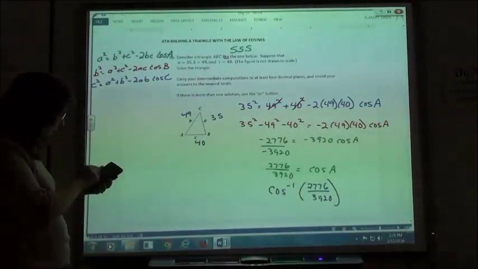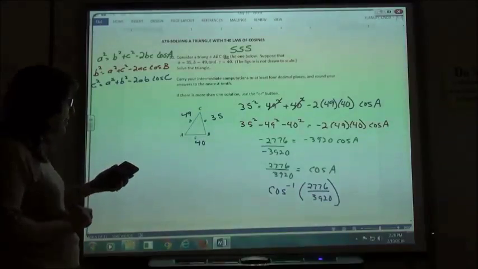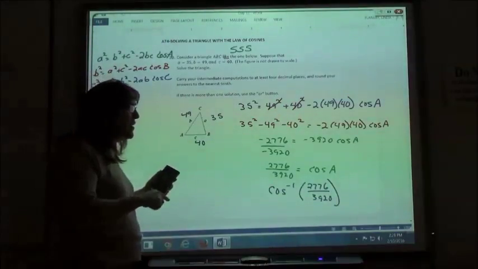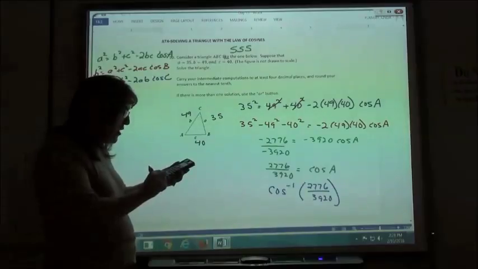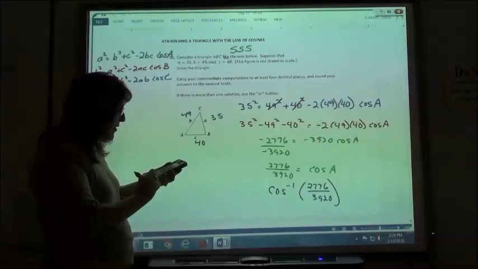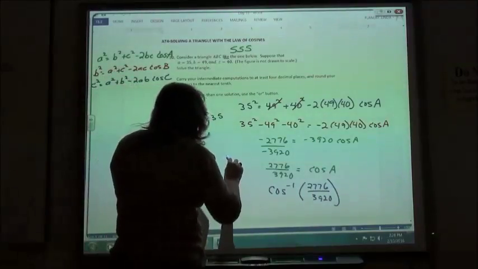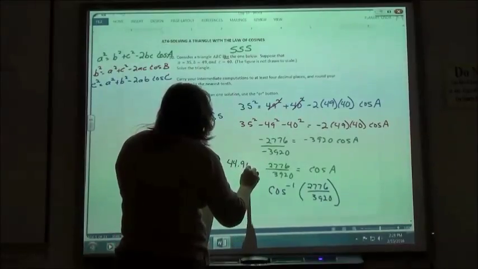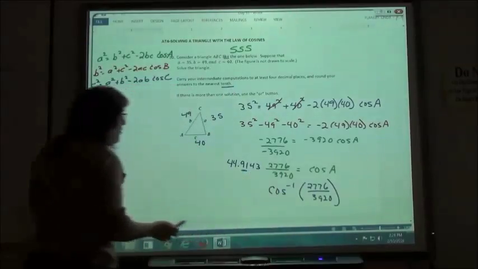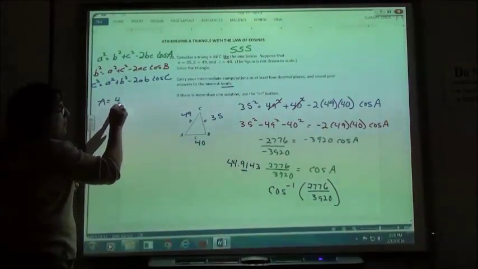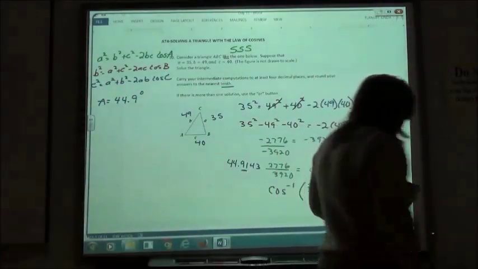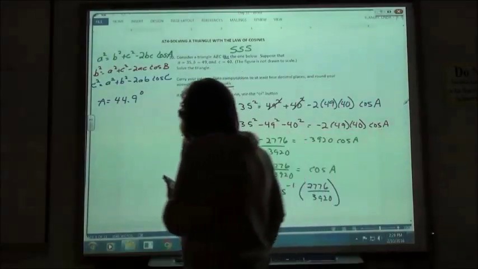So on my calculator, shift cosine in parentheses 2,776. I can either use the fraction button or the division. I'm just going to use the division. So 2,776 divided by 3,920, close my parentheses, hit equals, I get 44.9143. I want to round my answer to the nearest tenth. So for angle A, I have 44.9 degrees. Angle A, 44.9 degrees.